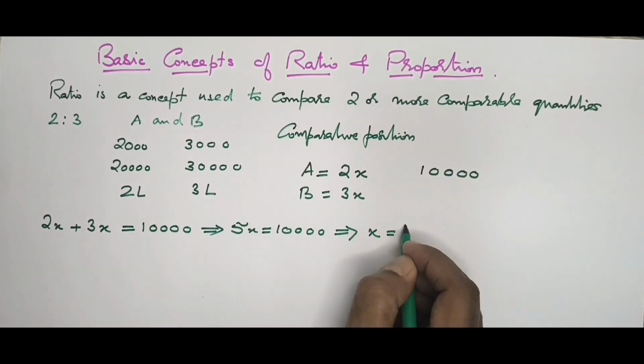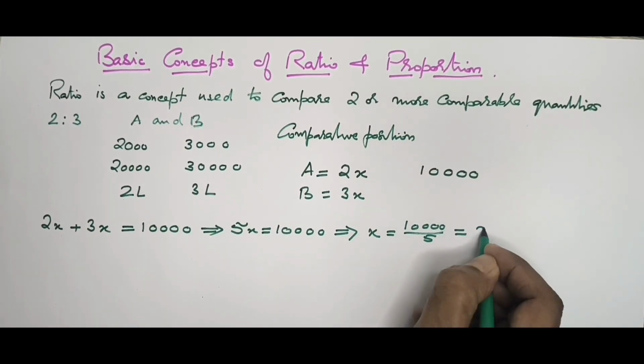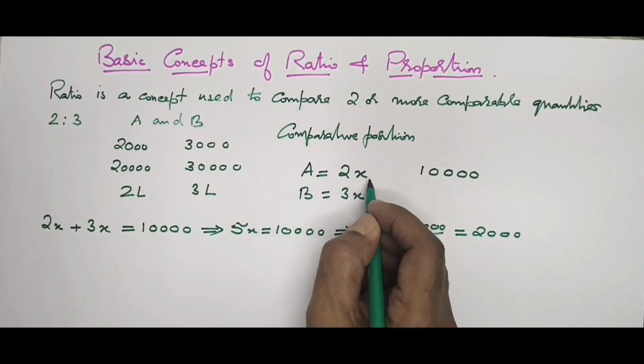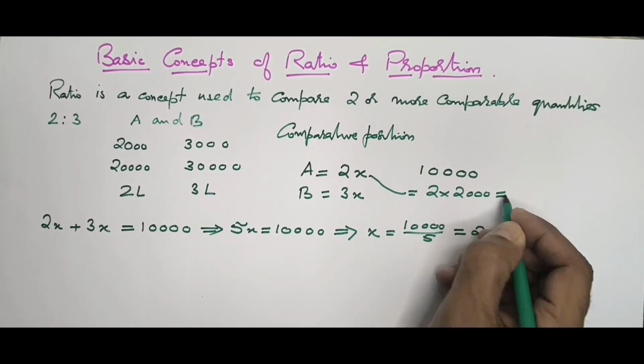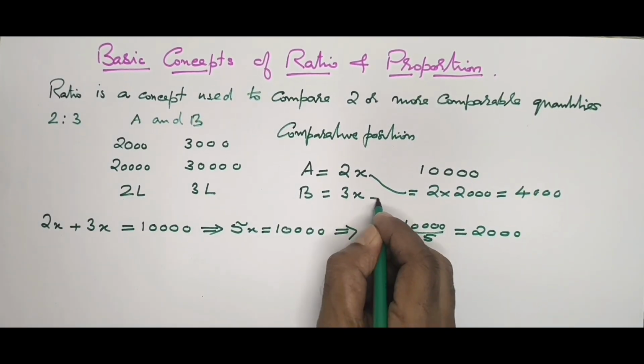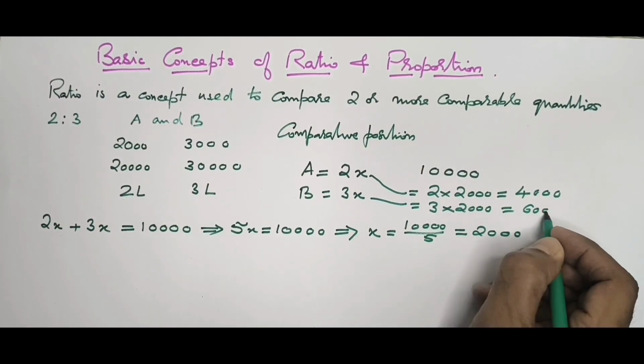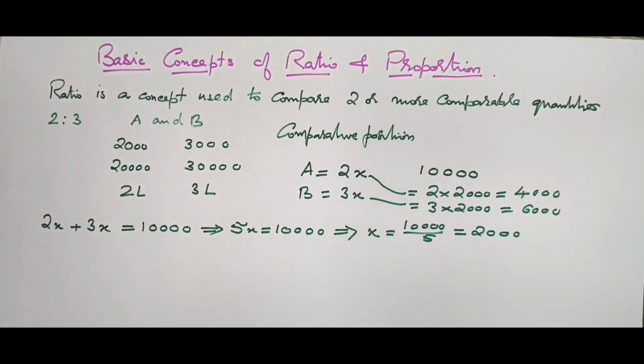Taking 5 to the other side, 10,000 divided by 5, you get 2,000. So you got the value of this multiple, x. Now salary of A will be 2 multiplied by 2,000, which is 4,000. Similarly, B's salary will be 3 multiplied by 2,000, which is 6,000. This is the basic nature of most of the problems in ratio. You will be given a ratio and you will be given some additional information to find out the multiple figure like this. So this is the way to approach a problem using the basic definition of ratio.